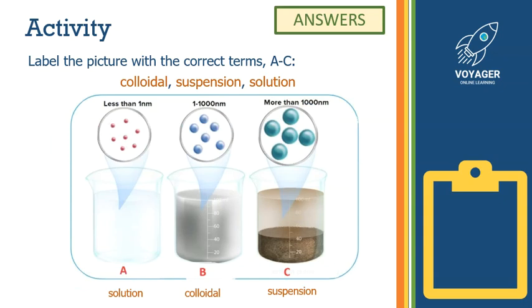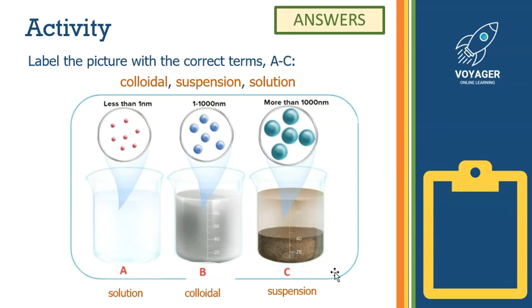Welcome back. Here are the answers to our activity. So you can see there that I've got the answers underneath. So A is a solution because it's clear, you can see through it, like sugar water or salt water, for example. B is a colloidal, so everything's kind of mixed very evenly through the liquid and it's quite cloudy, so you can't see through it.